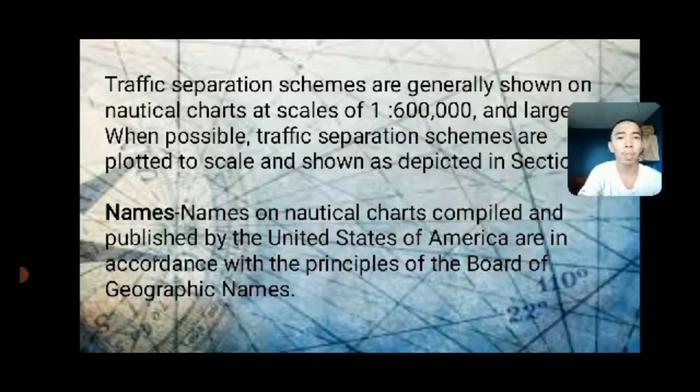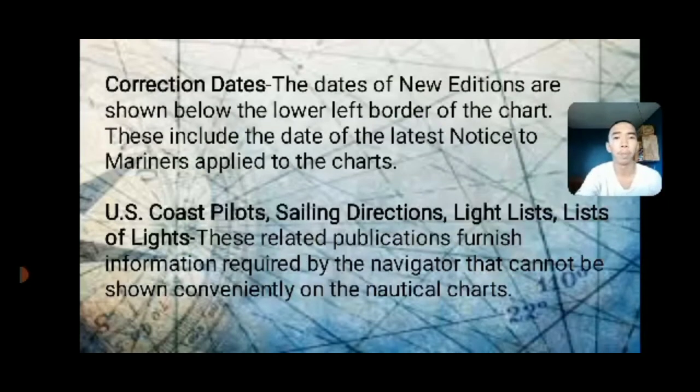Names. Names on nautical charts compiled and published by the United States of America are in accordance with the principles of the Board on Geographic Names. Correction dates. The correction dates and the dates of a new edition are shown below the lower left border of the chart. This includes the latest notice to mariners applied to the chart.